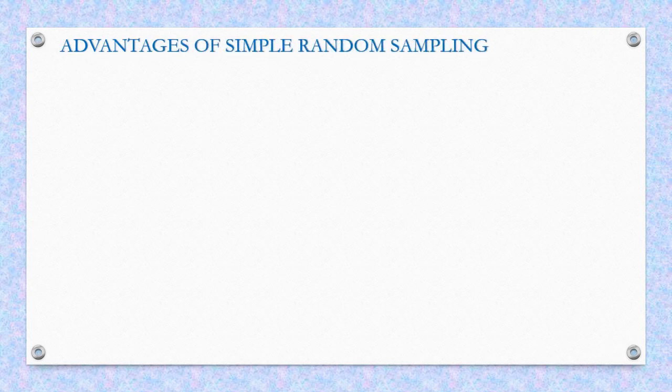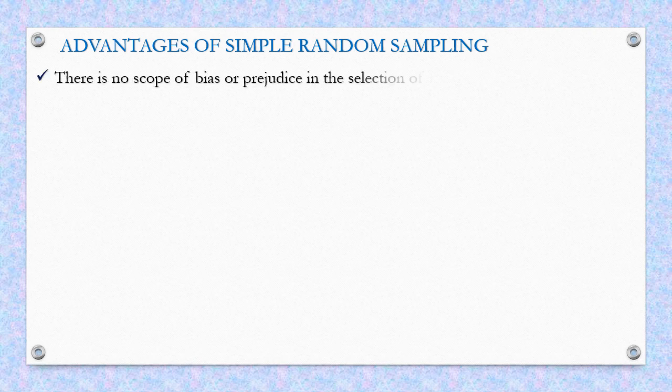Let's quickly complete the last topic of this tutorial, the advantages of simple random sampling and then the disadvantages. The advantages, the first one, there is no scope of bias or prejudice in the selection of the sample because it is completely random, completely unbiased. There is no scope of any kind of prejudice in the selection of this sample.